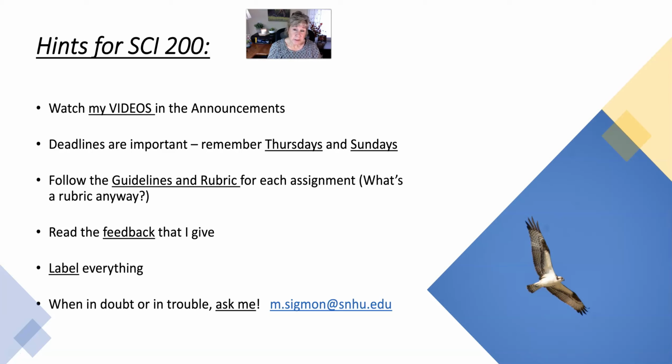Follow the guidelines and rubrics for each assignment. What the heck is a rubric anyway? It's an organized way for me to grade something, and it tells me what an exemplary paper looks like, what a proficient paper looks like, and what a paper looks like that needs improvement or it wasn't turned in. So I use this rubric to do my grading in Brightspace. All of these are available for you to see, so you can see how I'm going to grade something. The guidelines give you the instructions. What do you need to do for this particular assignment? Do I need to make slides? Do I need to write an essay? Do I need to make an outline? Whatever it is, it's right there in the guidelines.